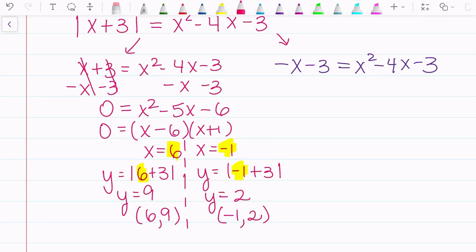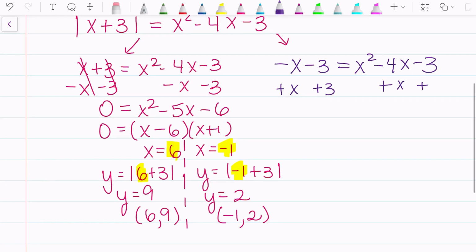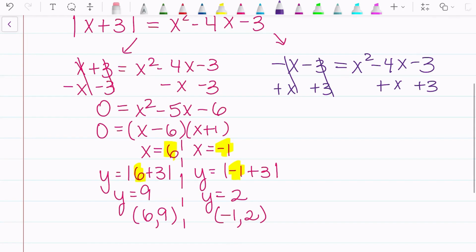Now this is a lengthy problem when you have absolute value with a quadratic, because you have to solve it both ways. So I'm going to go over here and do the same thing, but I'm going to use opposite operations. Plus x plus 3. These both cancel. I have 0 is equal to x squared take away 3x plus 0 now. So the negative 4x plus x gave me negative 3x, and then the negative 3 and the positive 3 made 0.